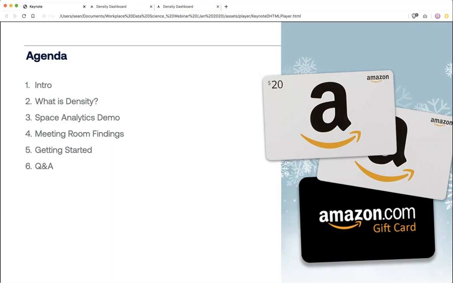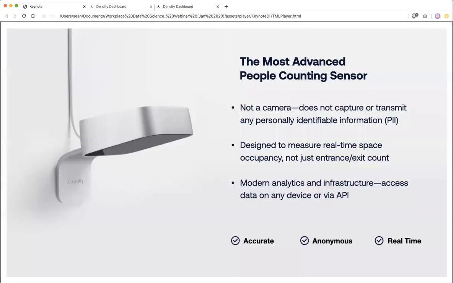So without further ado, a little bit about Density. We build the most advanced people counting sensor. And so the device here, which you see on the left, is installed above a doorway or a threshold. And it uses infrared light to capture how many people are entering and exiting a space. So it's recording occupancy by aggregating all of these different sensors across a building or room or floor to really understand in real time, every second of the day, how many people are entering and how many people are here.